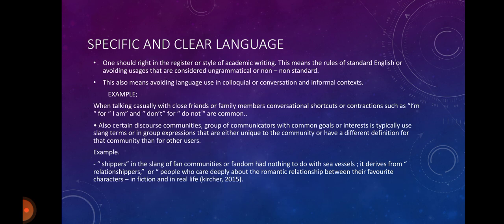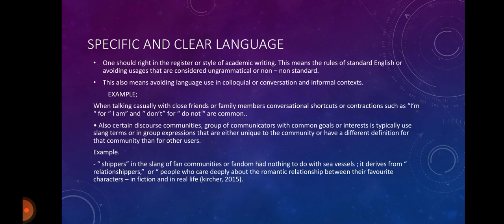Specific and clear language. One should write in the register or style of academic writing. This means following the rules of standard English or avoiding usage that is considered ungrammatical or non-standard. This also means avoiding language that is colloquial or conversational, used in informal contexts. Example, when talking casually with close friends or family members, conversational shortcuts or constructions such as I'm for I am, and don't for do not are common.